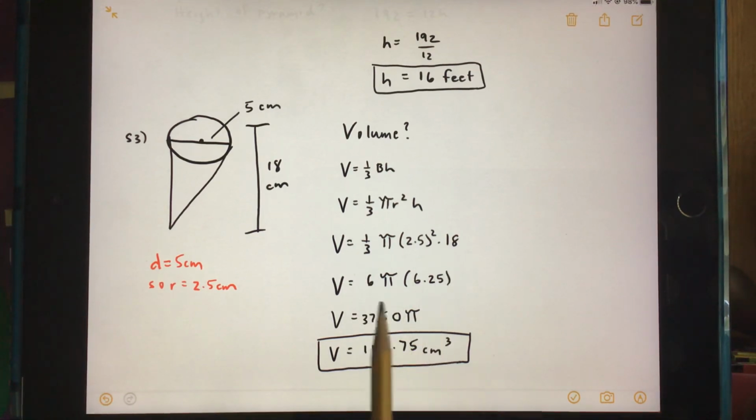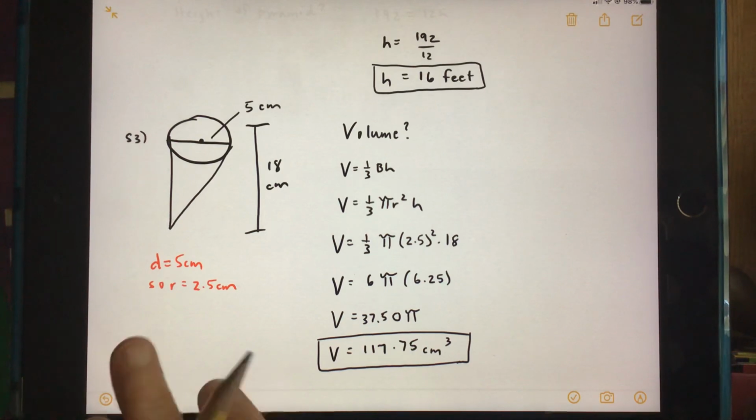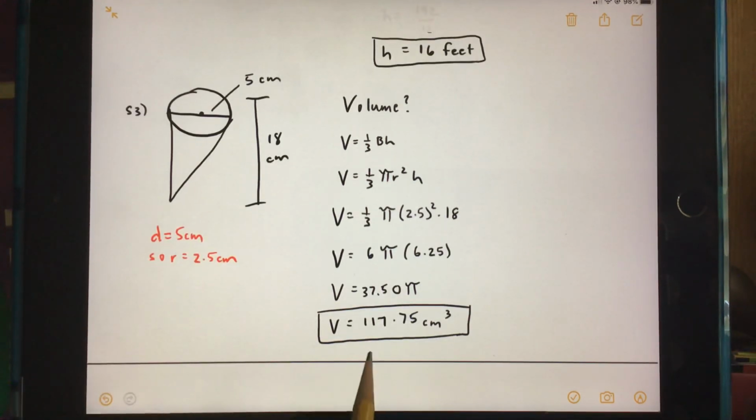I know a third of 18 is 6, and I know 25 times 25 is 625. Putting the decimal point in will give me 6.25. And then it's easy for me to work out 6 times 6.25 is 37.50 pi. And then I'm going to plug that into my calculator, and my final result will be volume is 117.75 centimeters cubed.